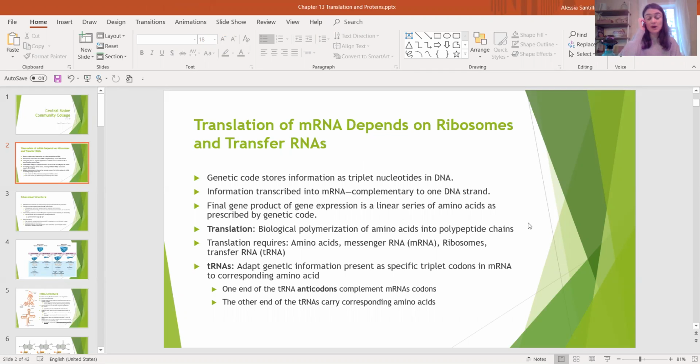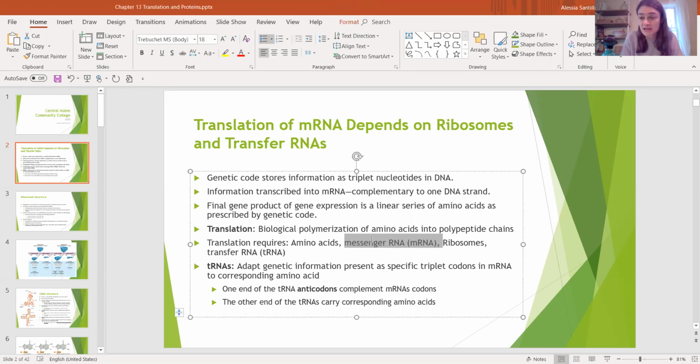So translation requires a lot of different components. First off, of course, we need our messenger mRNA. This is what is storing that information that we gathered from DNA, right? So this is where we have our codons that code for amino acids. We're also going to need to bring those amino acids into the equation. We're going to need a place for this to occur. That's going to be on the ribosomes. And then we're going to have something that brings the amino acids to this, and those are your transfer RNAs.